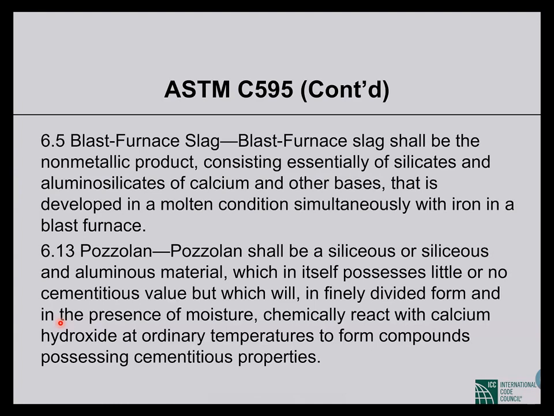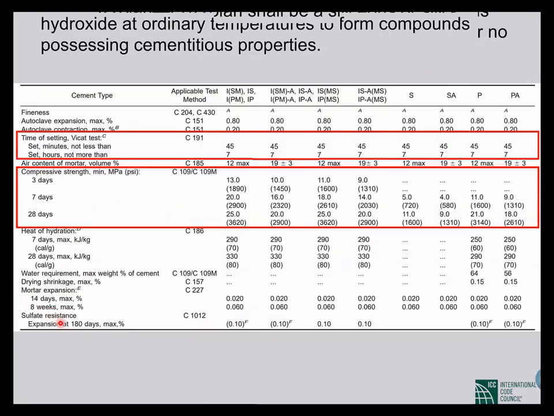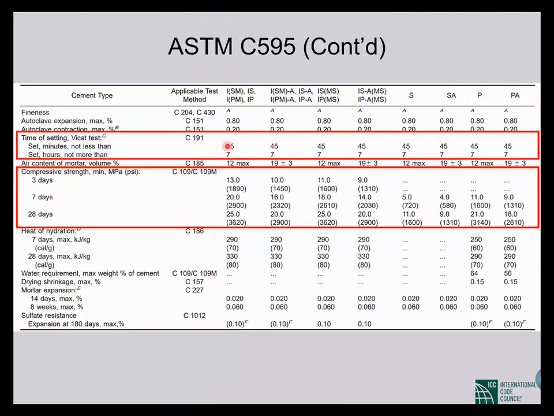So with ASTM C-595, we can now compare the standards. Like in BDS EN, CEM I we have to compare with ASTM C-150 type I. And for CEM II, we have to compare with ASTM C-595 type IS, IP. So if we compare the properties of ASTM C-595 and BDS EN CEM II type cement, we see that here again, for setting time, ASTM is providing limits for both initial setting time and final setting time.